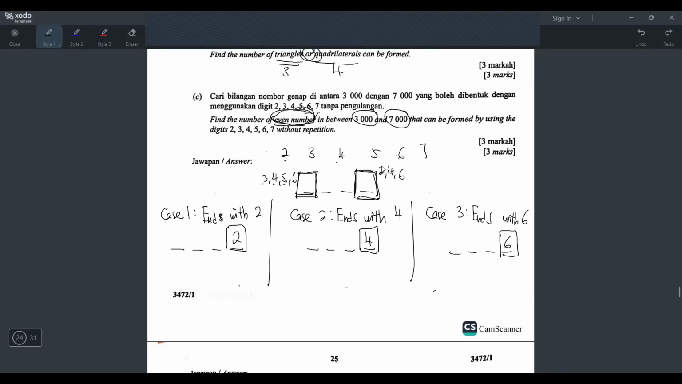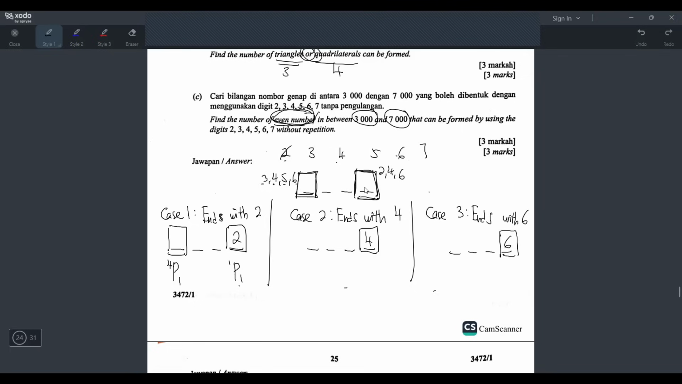So if it ends with 2, what does it mean? It means 1P1 here because 2 will go in here. And then what about the first digit? Well, if the 2 goes here, it means for the first digit we still have the 3, 4, 5, 6 option, right? It means for the first digit, it will be 4P1. You understand, right? Because the 2 doesn't overlap.